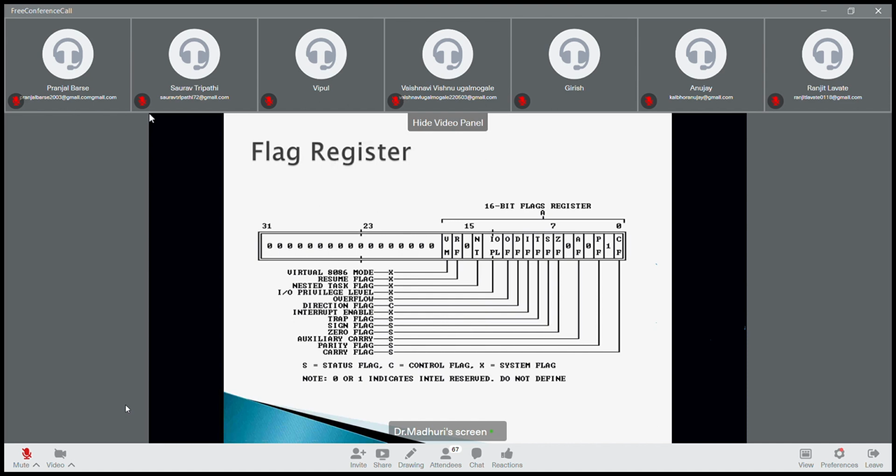Now the flag registers. I think I will cover the flag registers in the next lecture because I have to explain this very well. Whenever you are doing programming, you should know which flag will be set and which flag will be reset. So till now, any doubt? Have you got it?